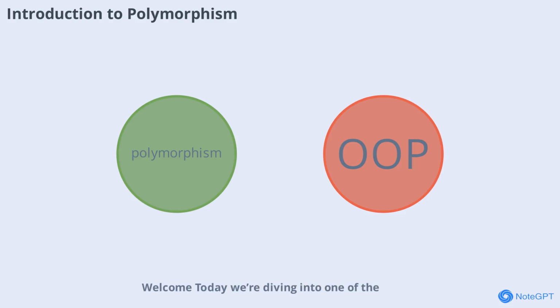Welcome. Today we're diving into one of the most fascinating concepts in object-oriented programming, polymorphism. This principle allows objects to take on many forms, making your code more flexible and easier to maintain. Whether you're new to OOP or looking to deepen your understanding, this video will guide you through the essentials of polymorphism, its types, and real-world applications. Let's start by exploring what polymorphism really means and why it's such a powerful tool for developers.